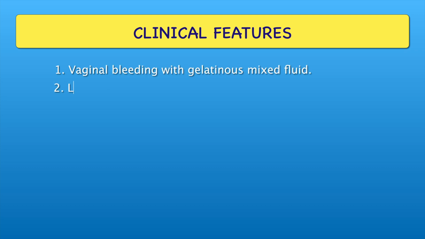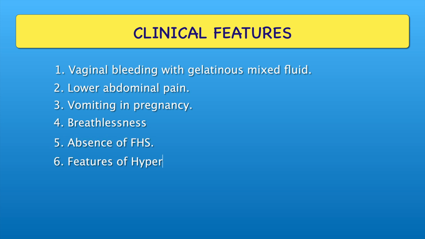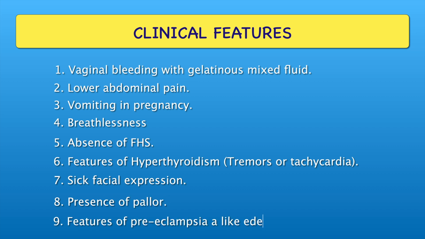We can see vaginal bleeding with gelatinous mixed fluid, lower abdominal pain, vomiting in pregnancy, breathlessness, absence of FHS, features of hyperthyroidism like tremors or tachycardia, sick facial expression, presence of pallor, features of preeclampsia like edema, hypertension. Now come to the types of hydatidiform mole.